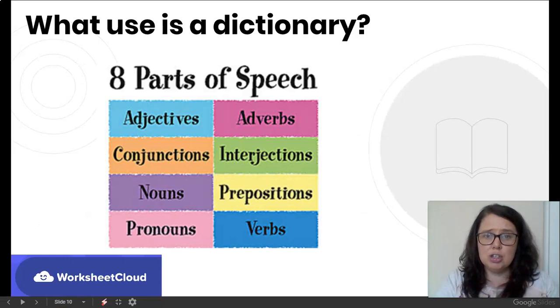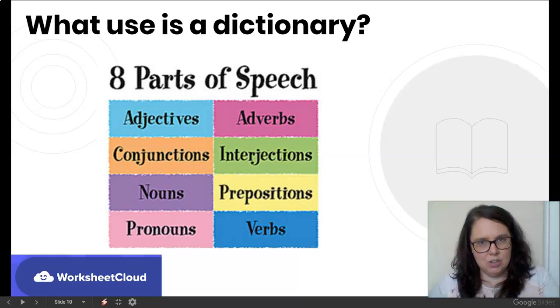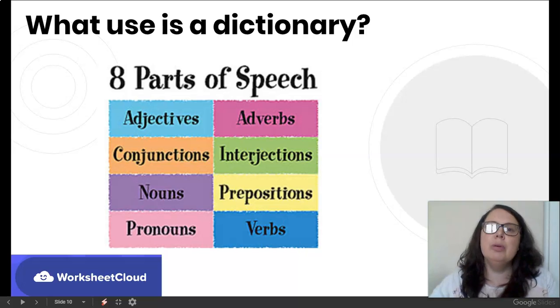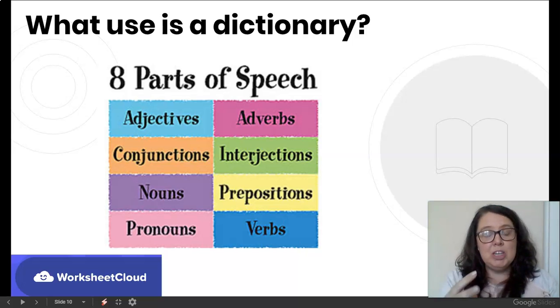Also, a dictionary shows you the 8 parts of speech. The word that you're looking up will always have either "adjective" or "adj," or a "V" or "verb." It will always have the part of speech written next to it. So that also clearly ties in, again, with your syllabus.